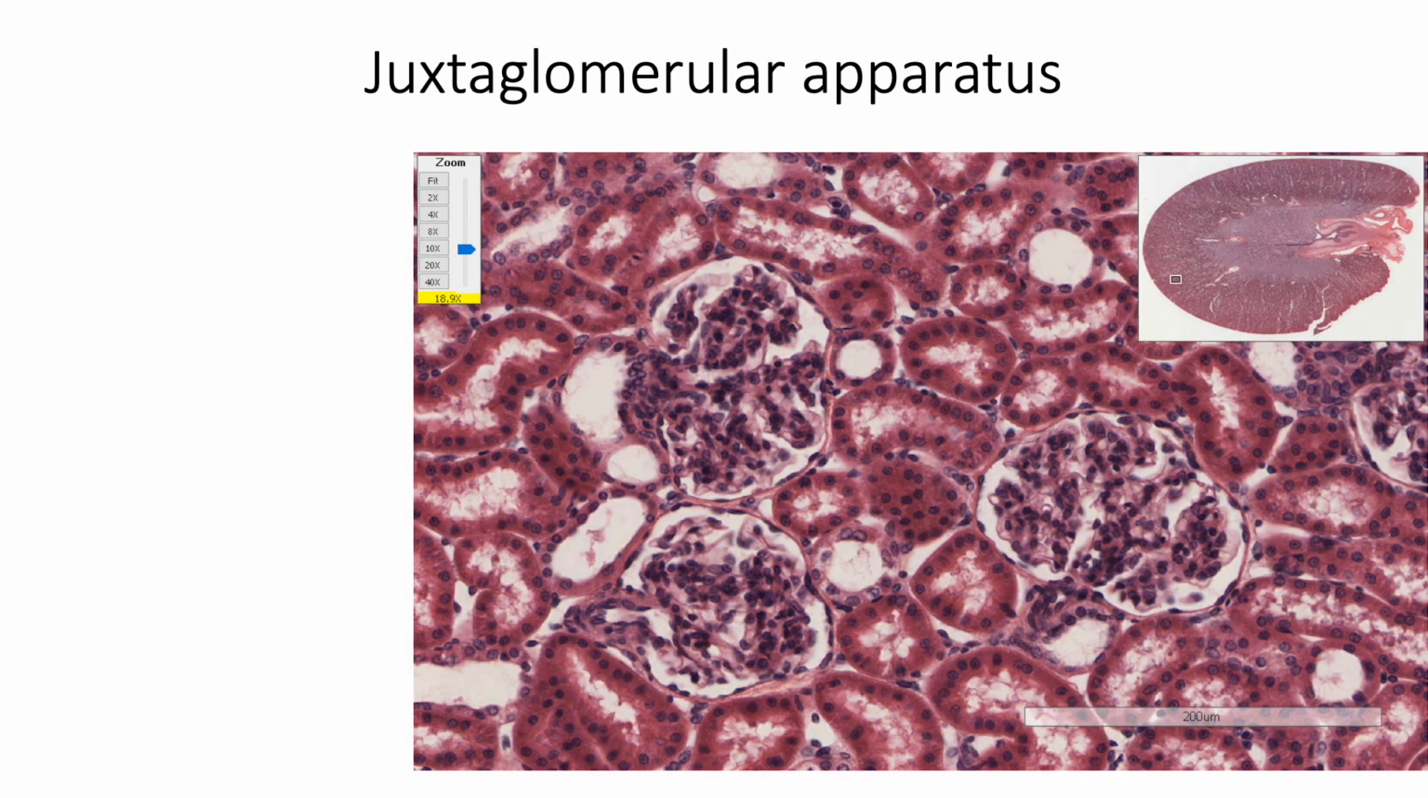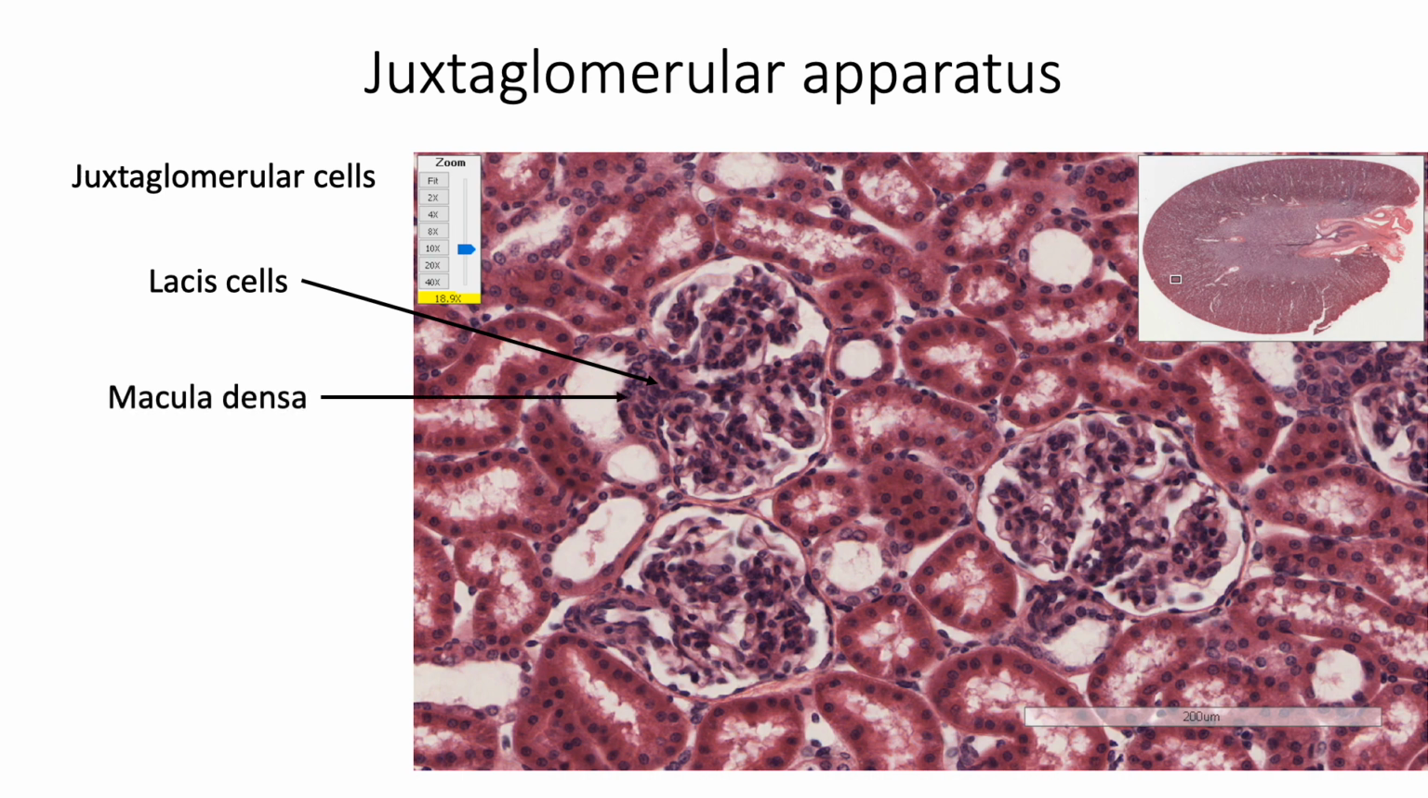Juxtaglomerular apparatus helps in maintaining arterial blood pressure. It consists of three components: the modified smooth muscle cells of tunica media of afferent or less frequently efferent arterioles at the vascular pole of glomerulus. These modified smooth muscle cells are called as juxtaglomerular cells. The second component is the extraglomerular mesangial cells or the lacis cells. And the third component is the modified lining cells of the distal convoluted tubule known as macula densa.